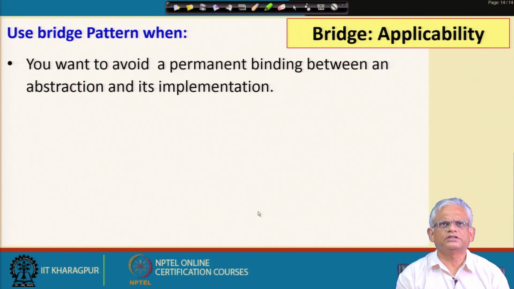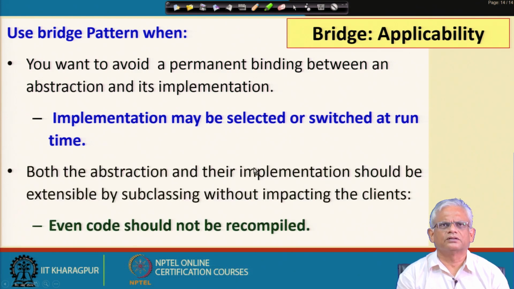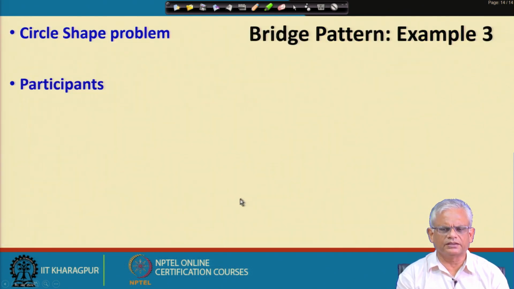We must use the bridge pattern when we want to avoid a permanent binding between the abstraction and implementation. Also, the implementation may be selected and switched at runtime. So, the application can run on different platforms seamlessly. Both the abstraction and their implementation are extensible without impacting the clients. Even the code need not be recompiled.